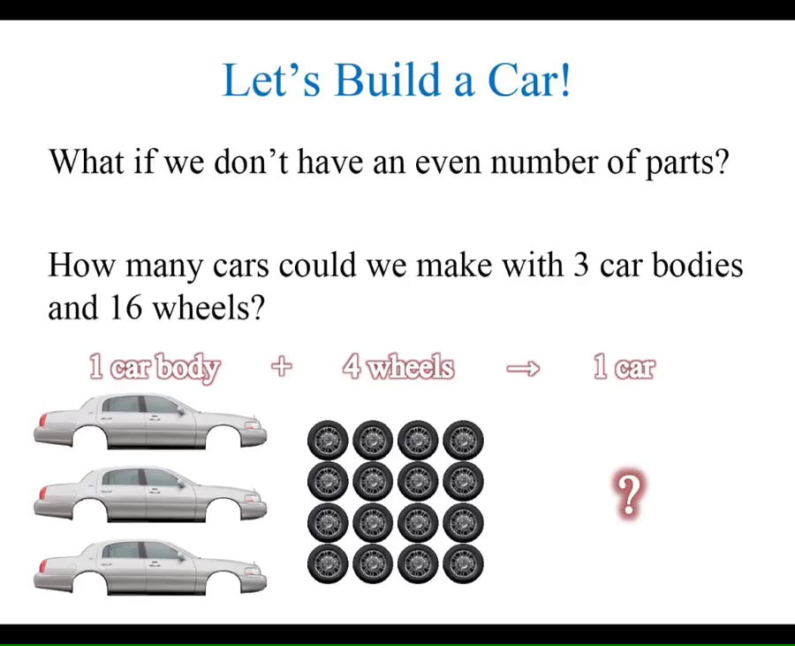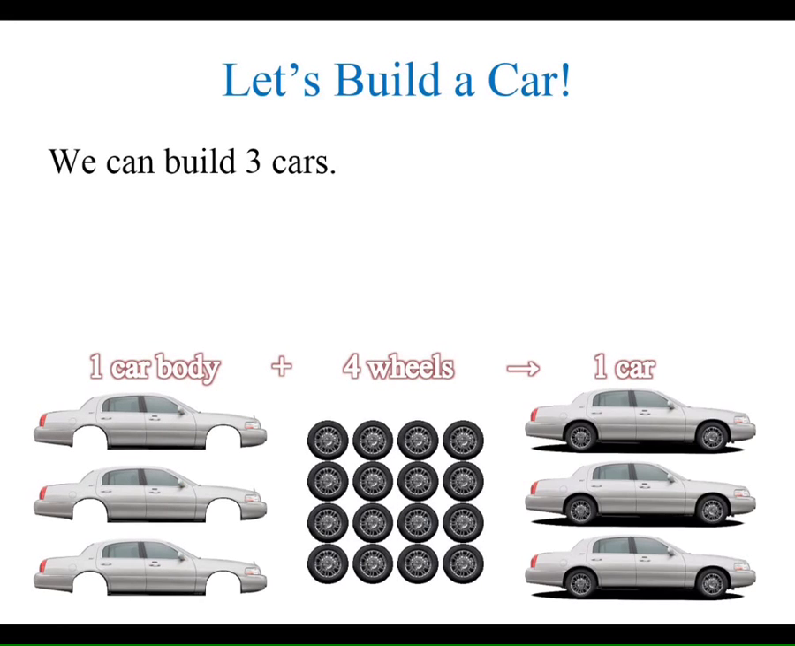But it's not. So every car took 4 wheels, right? Just like earlier on a reaction, every iron 3 oxide took 3 COs, right? Just 1-to-3. Now it's 1-to-4. So this one takes 4, this one takes 4, this one takes 4. Exactly. So I can make 3 cars. Okay.